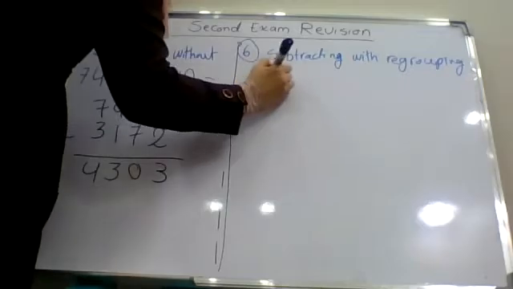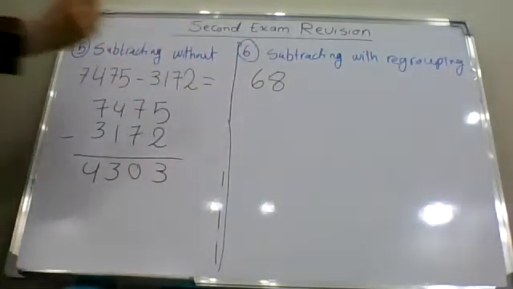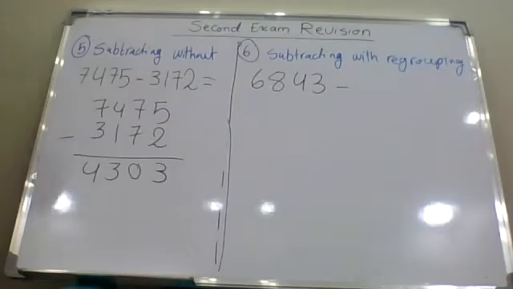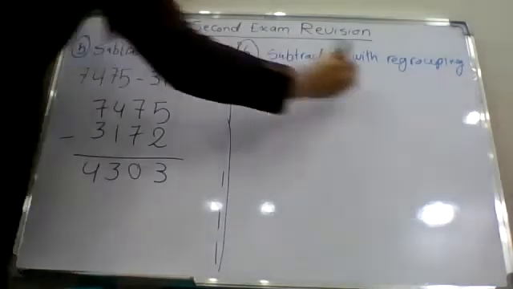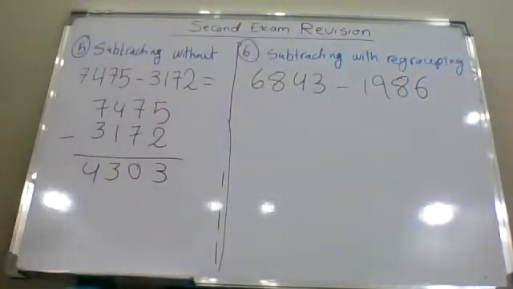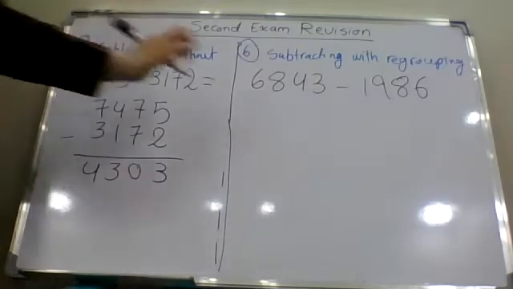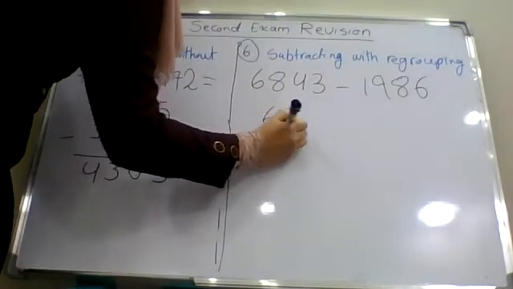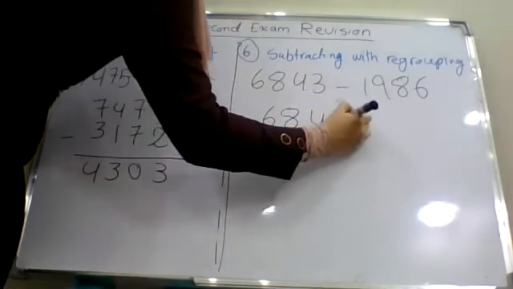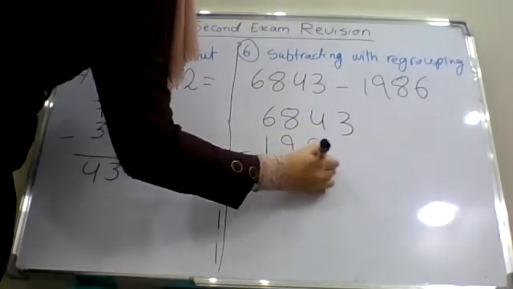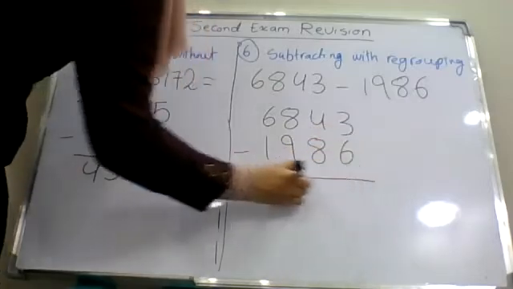I have 6,843. We want to take away 1,986, okay? Again, I will repeat, we're not allowed to switch places. We start with the biggest number usually, 6,843. We subtract the smaller number from it, which is 1,986, okay?